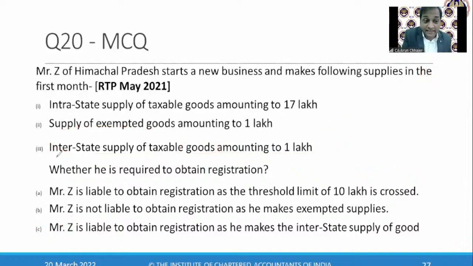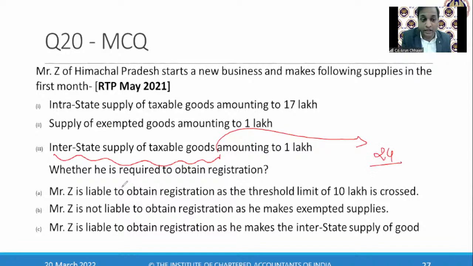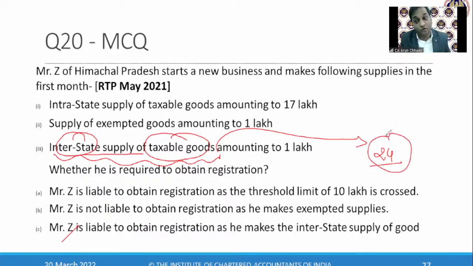He is engaged in the interstate supply of taxable goods, which is covered in section 24, compulsory registration. We are not required to see the turnover, the aggregate turnover. Whatever turnover he is making, less bother. If he is making supply from one state to another state of taxable goods, it is covered in section 24, and he is liable to take mandatory registration.